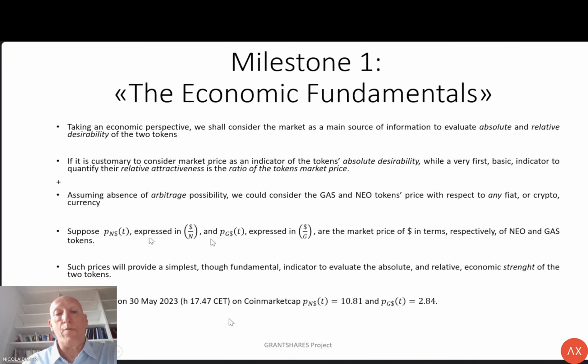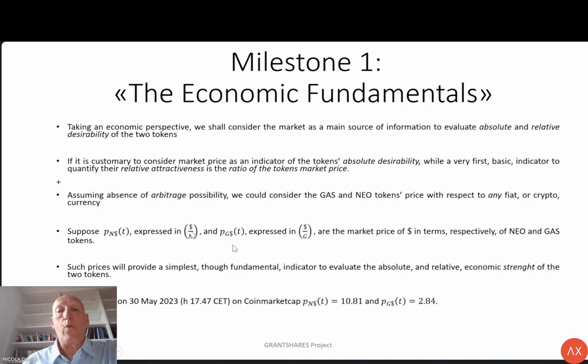So just taking the two market prices, by P_NEO dollar at time t, that's how to read it, I mean the number of dollars that one NEO token can buy in the market, and by P_GAS dollar at time t the number of dollars that one gas token can buy in the market. Now, of course, you can use different currencies rather than dollars. You can use other fiats or other cryptocurrencies. But if there is no possibility of arbitrage, namely the possibilities of arbitrage have been exploited by investors, then what would matter, of course, would be the absolute value of prices.